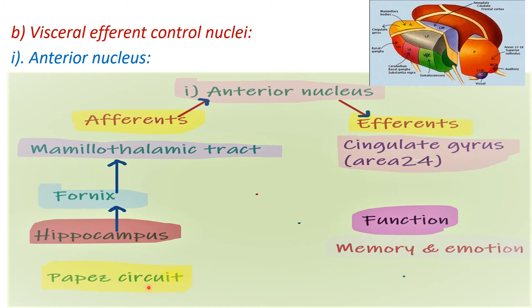Again, repeat, the Papez circuit is concerned with memory and emotions. It receives afferents from the hippocampus via the fornix, and the tract is the mammillothalamic tract, basically from the mammillary bodies. Then the efferents go to the cingulate gyrus, area 24, of the cerebral cortex. So signals from the hippocampus via the fornix relay through the mammillary body by the mammillothalamic tract to the anterior nucleus, and finally go to the cingulate gyrus, area 24, important for memory and emotion. We'll be studying this in detail when we talk of memory and emotion, and we'll realize that this plays a very important role in that.